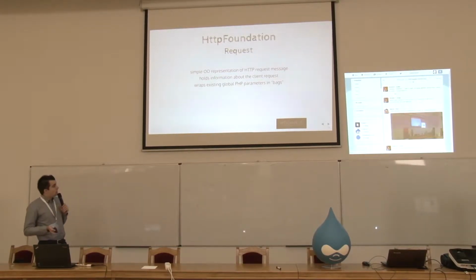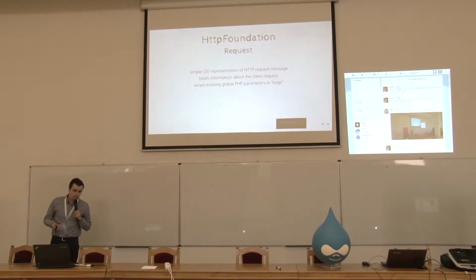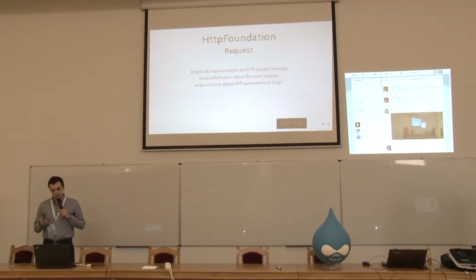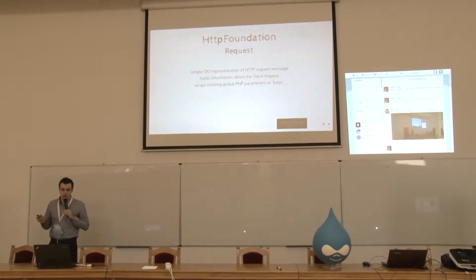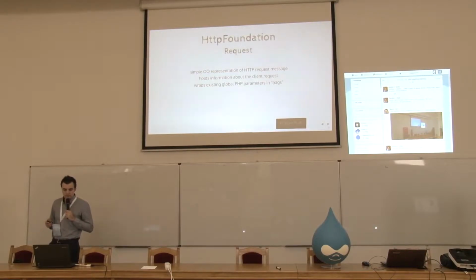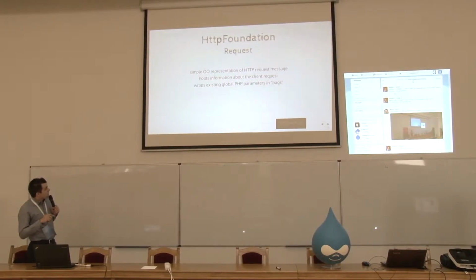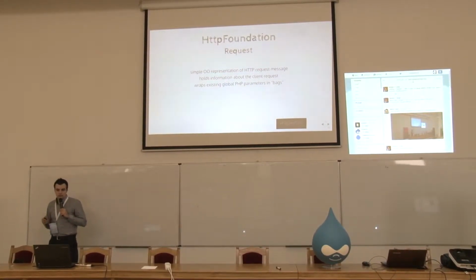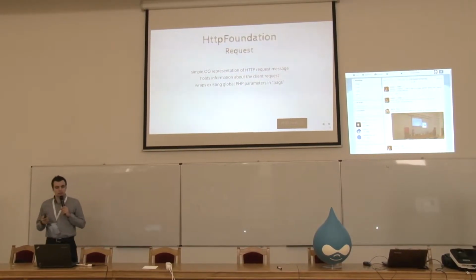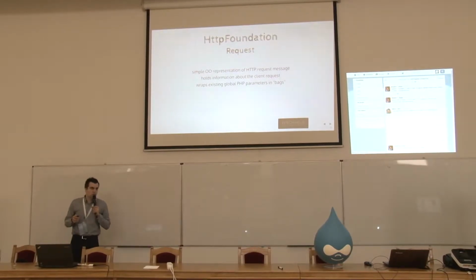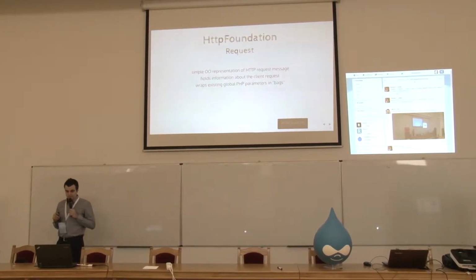The request object is a simple object-oriented representation of a request message. A request message has headers and can contain content also. So it holds information about the client request and it wraps the existing global PHP parameters into bags, and this way you can access the parameters in the same manner using the same interface.